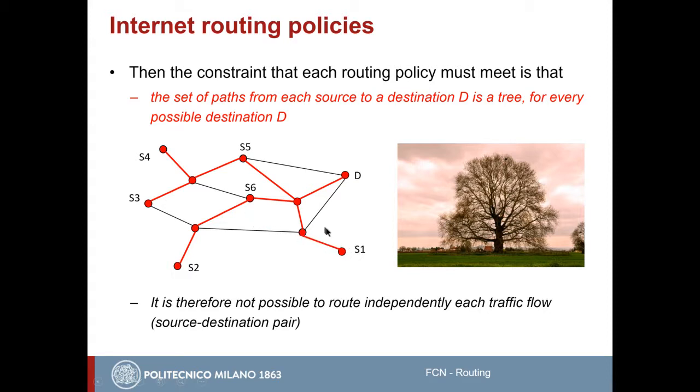So now here you can see that if we are going to D, that is this destination, and we are reaching this destination from different sources like S5, S1, S2, and so on and so forth. If you put together all the paths that can be found in order to arrive to D, the result is a tree. Has a tree topology. You cannot route independently each traffic flow.